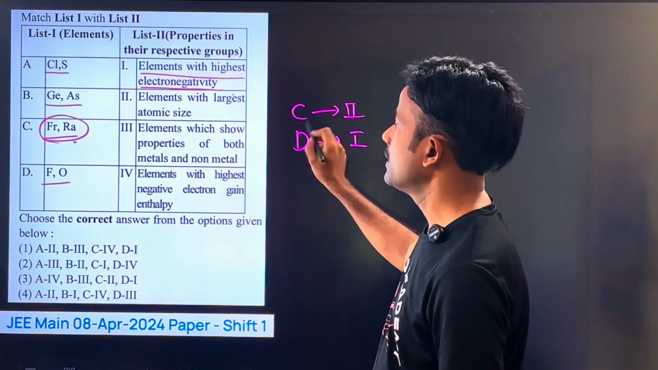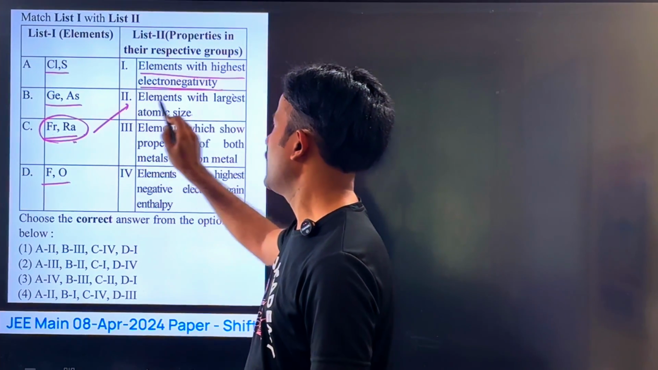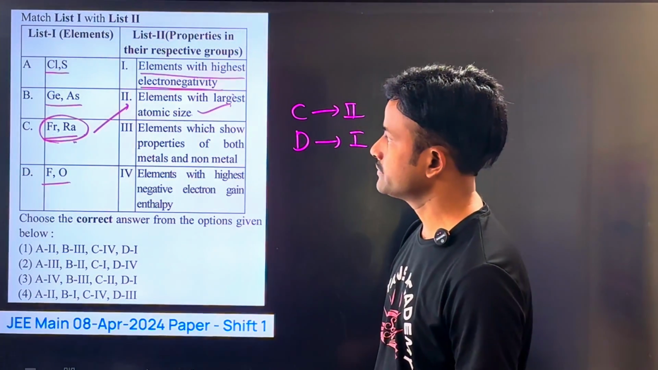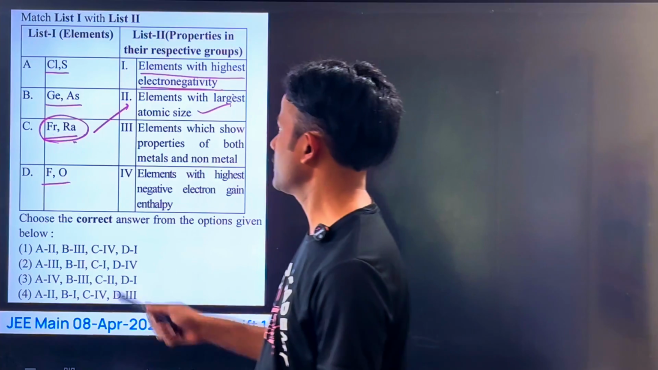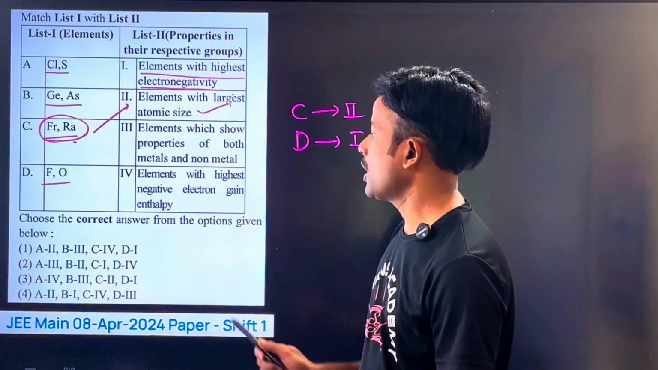Such as cesium, francium and radium. Francium and radium are the elements with the largest atomic size. Okay. Next one, elements which show the properties of both metals and non-metals.